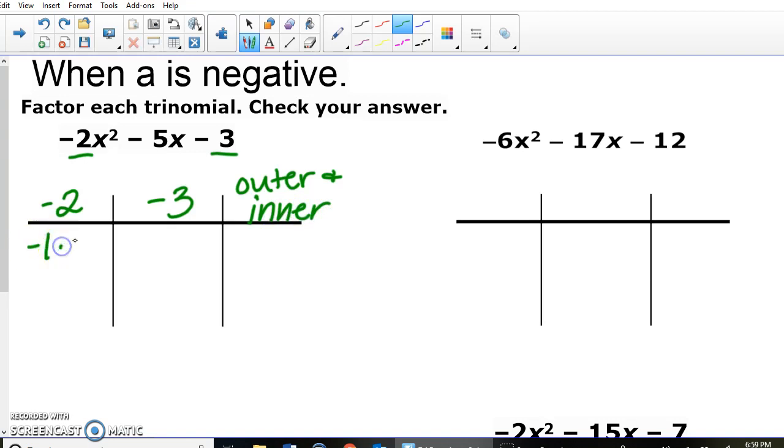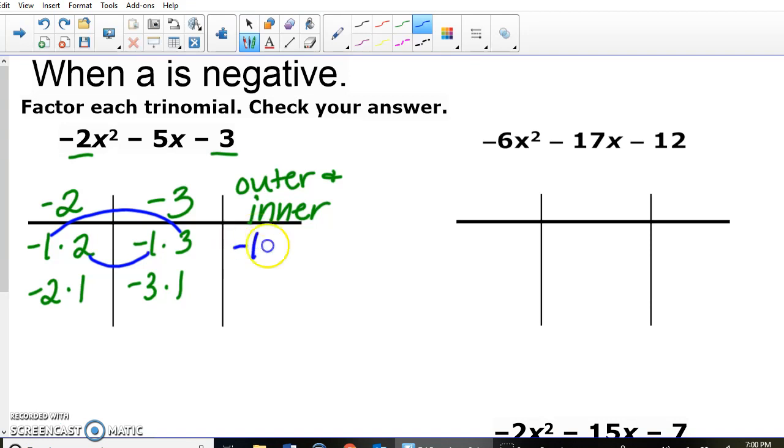So my factors of -2 would be -1 and +2, and -2 and +1. Factors of -3 would be -1 times 3 and -3 times 1. Okay, and then I'm going to go through my different combos to see what would work. And I can see that -1 times 3 gets me a -3, and a +2 times a -1 gets me a -2, so -3 plus negative 2 gets me my negative 5. So I'm going to list the combos over here.